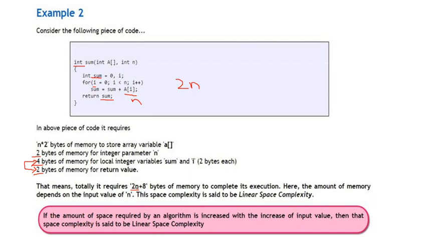So based on the n value, we will get the space. So here the amount of memory depends on the input value of n, as I told you. This space complexity is said to be a linear space complexity. We say linear space complexity if the amount of space required by an algorithm increases with the increase of input value. So these are the two examples we have completed, constant and linear. So this is about the space complexity.